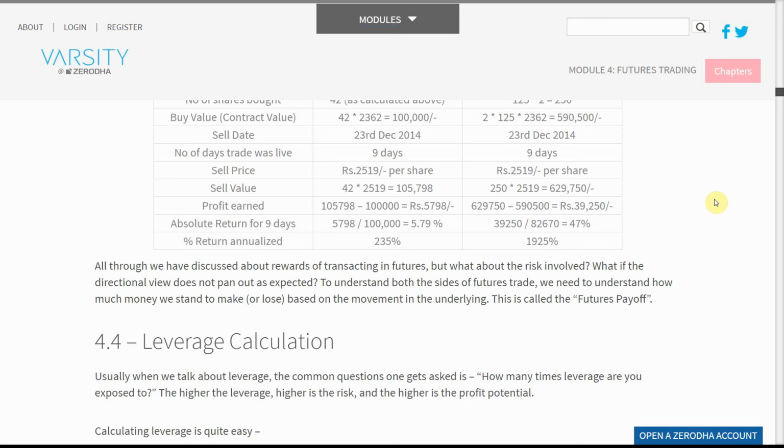All through we have discussed the rewards of transacting in futures. But what about the risk involved? What if the directional view does not pan out as expected? To understand both sides of a futures trade, we need to understand how much money we stand to make or lose based on the movement in the underlying. This is called the futures payoff.